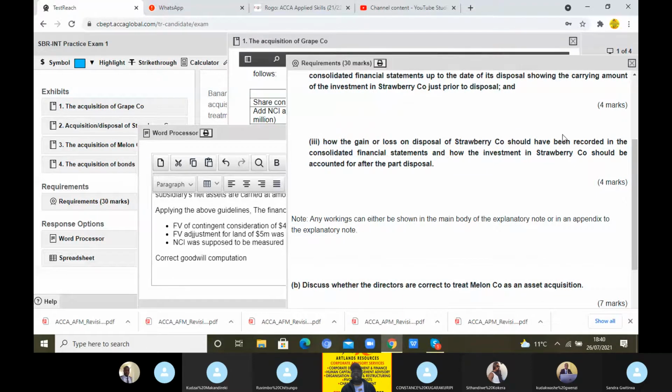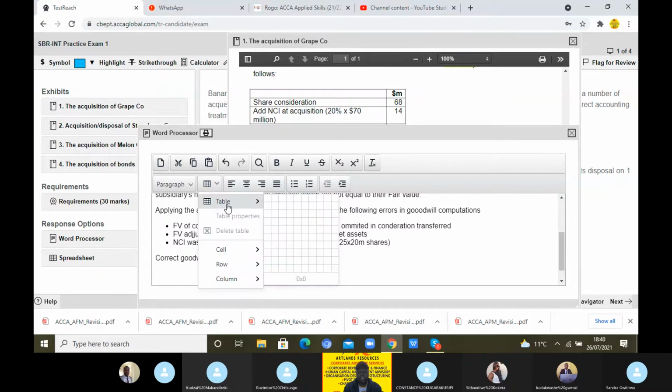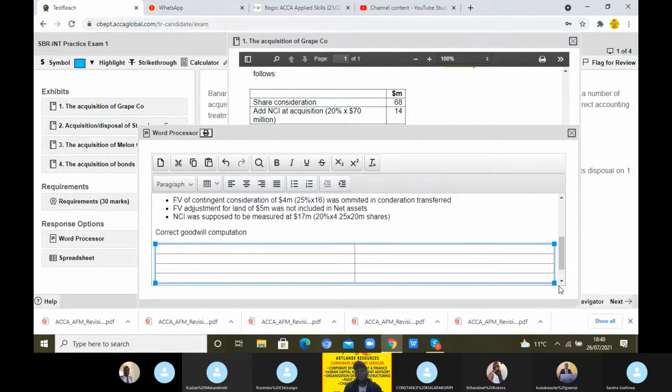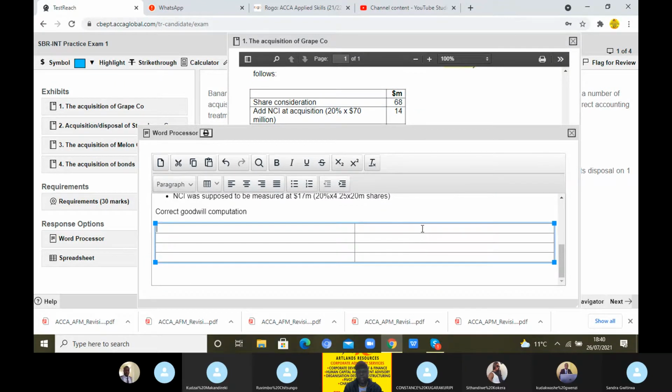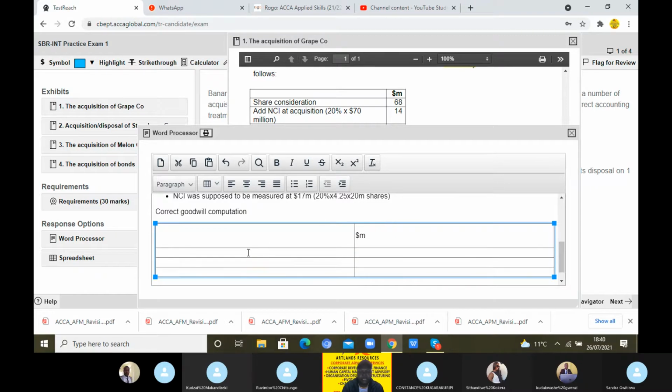So if the workings are easy, like in this case, the goodwill computation, just put them here. You know what you need to work out goodwill? You need a table. So you can just put a table like this. Notice I picked a table, and this table is where I just want to calculate my goodwill. So I'm already calculating goodwill. I put millions of dollars here, just to observe that these are millions. So what I do is I say consideration transferred.